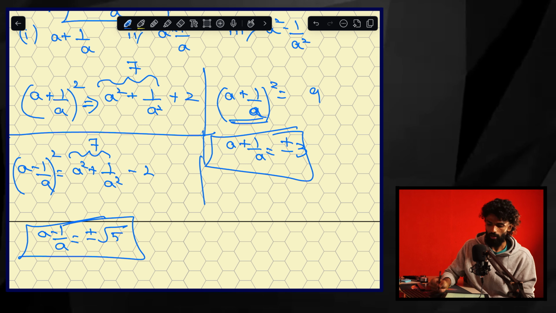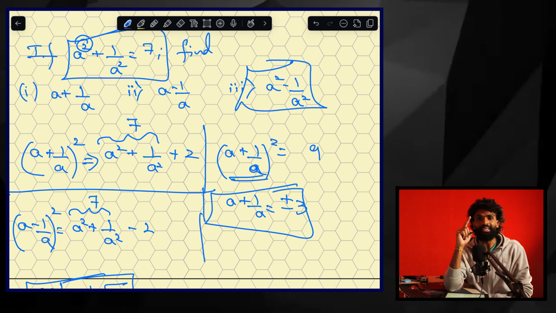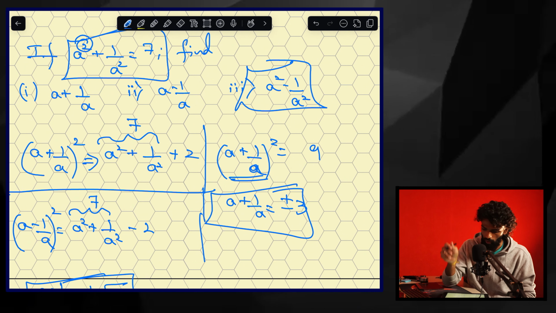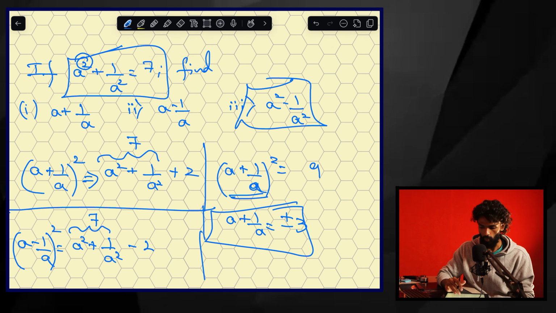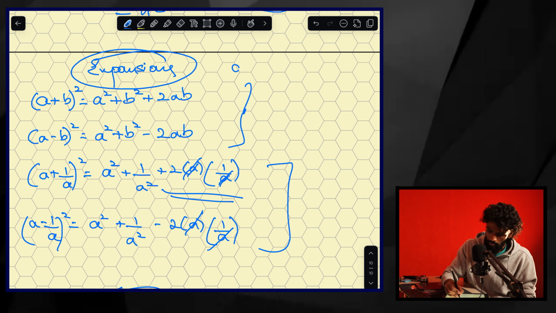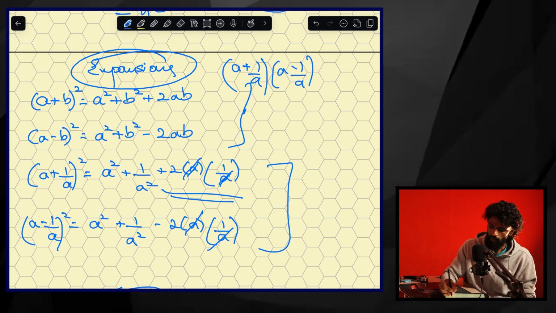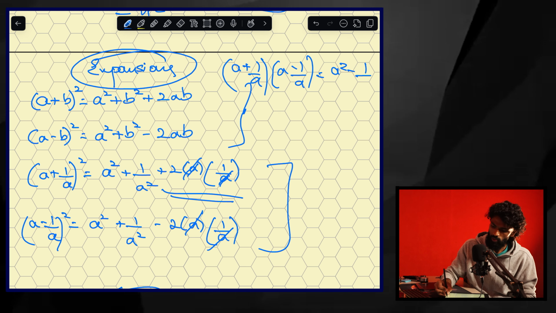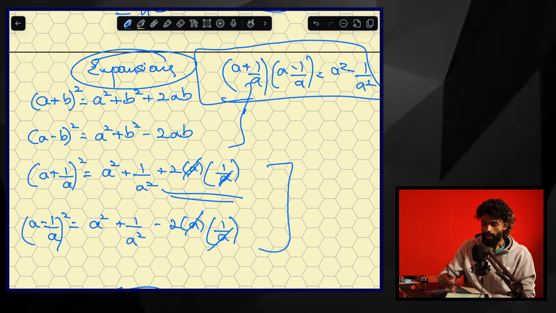Okay, so that's your answer. Now, the third sub question. If you observe, remember one of the easy identities which you learned in your lower grades: (a plus b) into (a minus b), which is nothing but a square minus b square. Instead of that, if I do (a plus 1 by a) into (a minus 1 by a), apply the same concept here, the answer becomes a square minus 1 by a square. This is completely inspired by (a plus b) into (a minus b). I'll apply the third one.